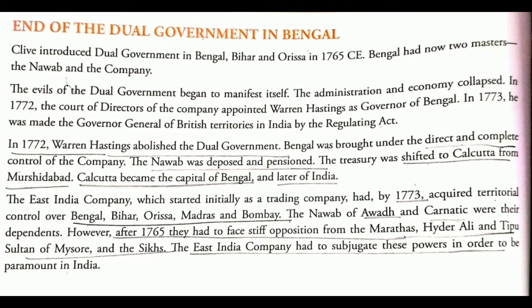After finishing the dual government rule, Warren Hastings had complete control over Bengal. That means no Nawab was needed now. The Nawab was deposed and pensioned. Deposed means the Nawab was removed and given just a pension, money. The treasury was shifted to Calcutta from Murshidabad. These are the new points you need to remember here.